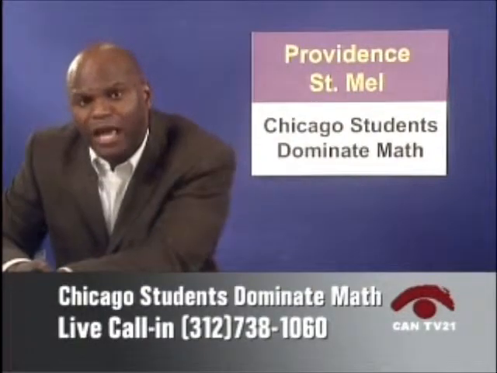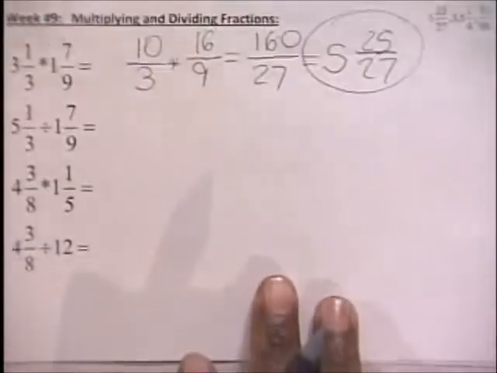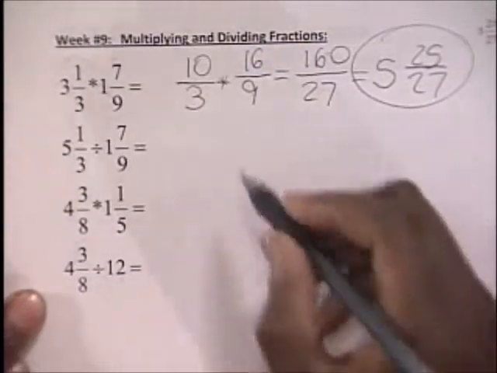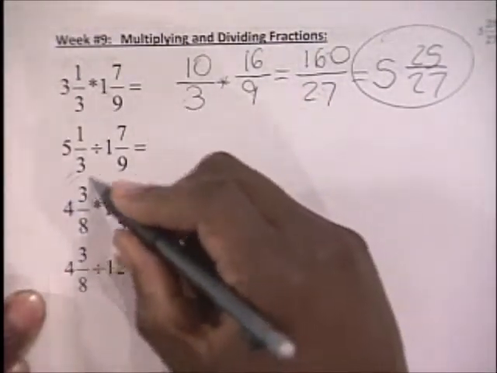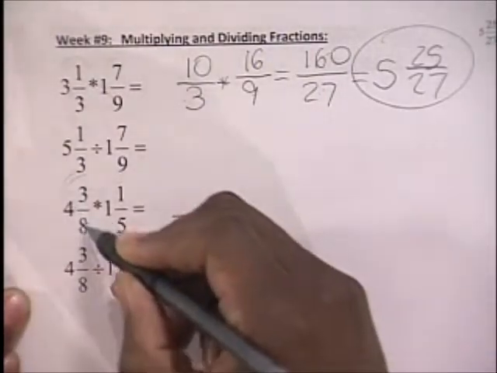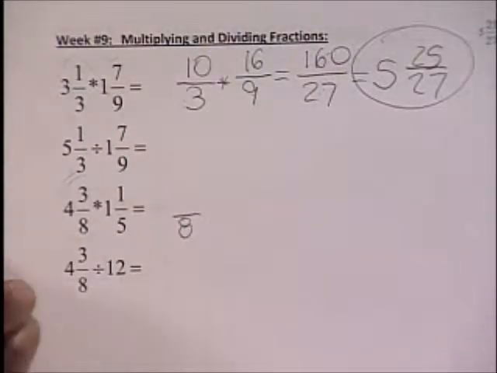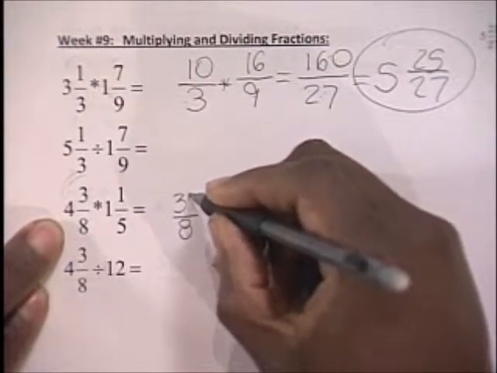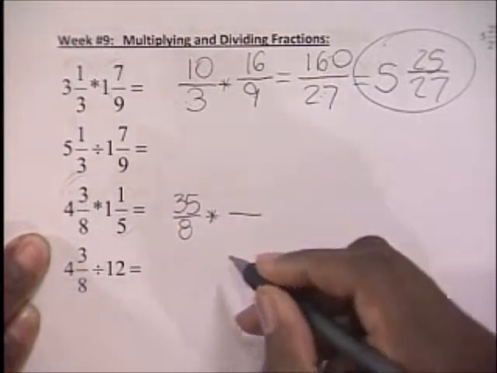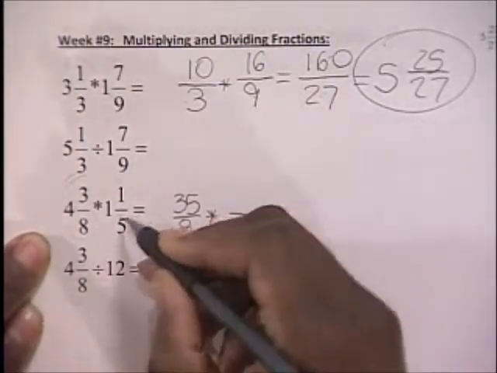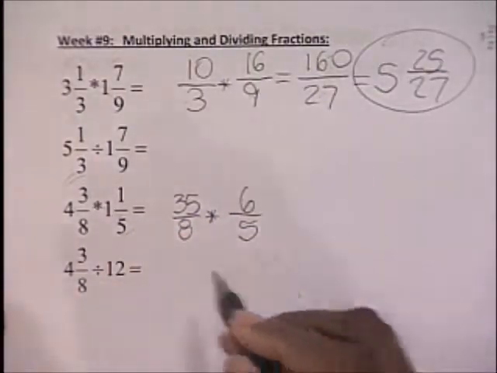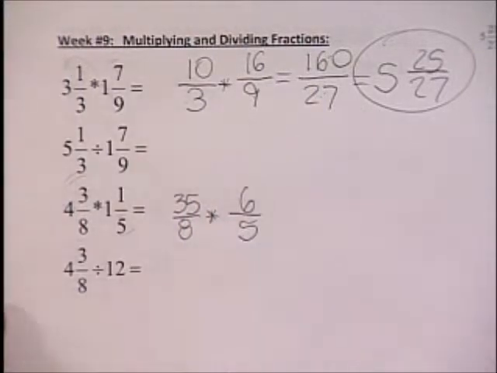Let's take a look at another problem, and we'll proceed with the same technique that we just introduced. We have 4 3/8 times 1 1/5. Let's rewrite 4 3/8. The denominator is 8. To get the numerator, you multiply 8 times 4, which is 32, plus 3, which is 35. Times, you have to rewrite 1 1/5 as an improper fraction. The denominator stays the same, 5. You multiply 5 times 1, which is 5, and add the 1 to get 6. Now you have 35 over 8 times 6 over 5.